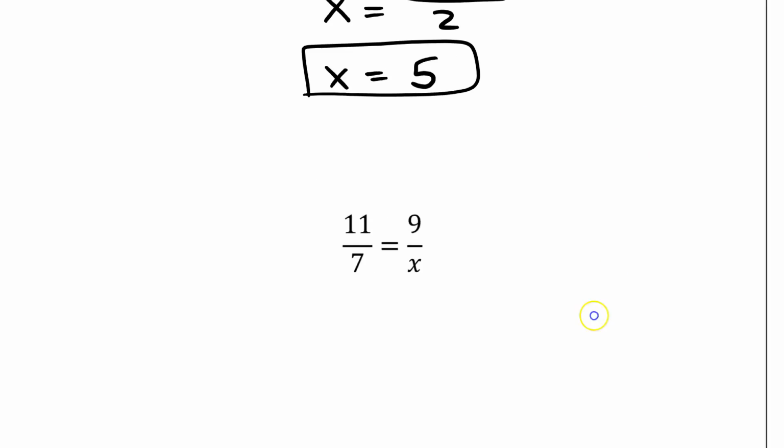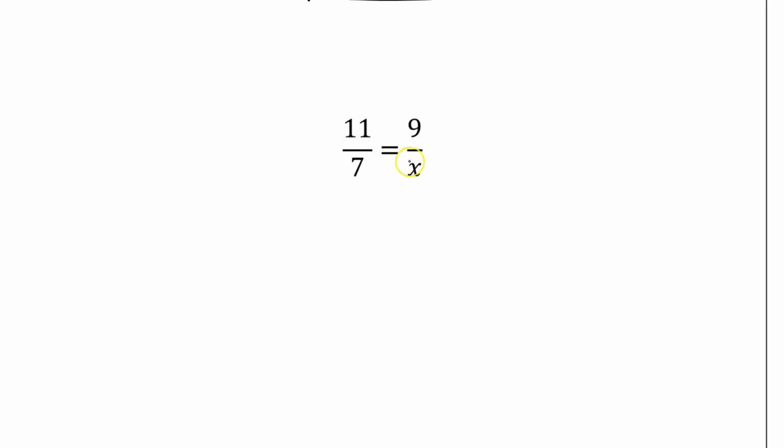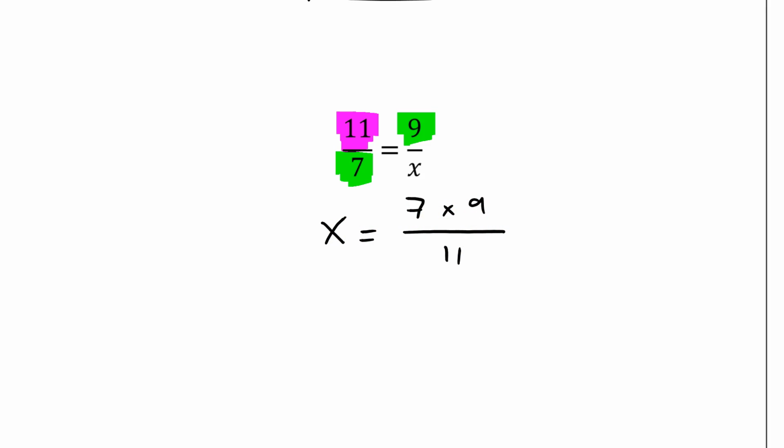I'm going to do a little bit of a tougher one here. It's tougher for 2 reasons. The variable is in the denominator, but you go through the exact same steps actually. So you multiply the 2 numbers that are across from each other, and then divide by the number that is right across from the x. So if I were to write out my steps, it would look like x equals 7 times 9 over 11. And just so that you know where all the numbers come from, I'm just going to highlight using the appropriate colors.